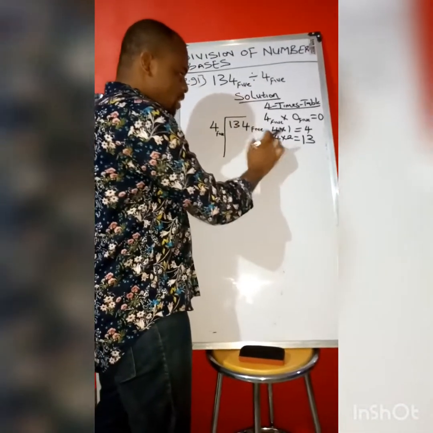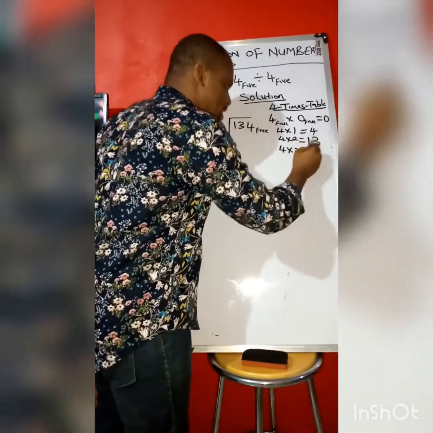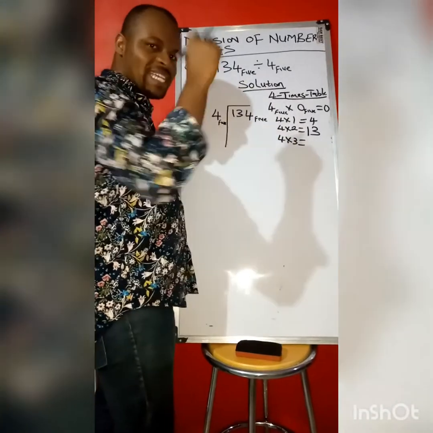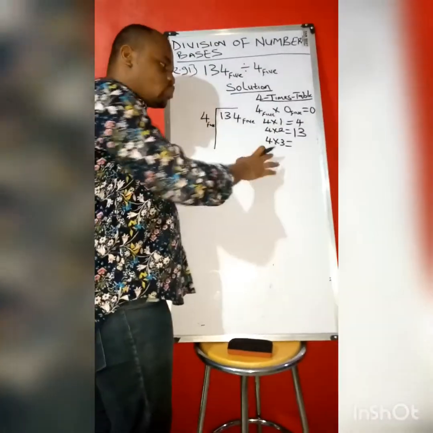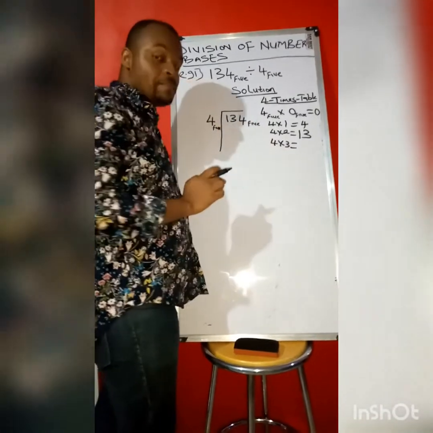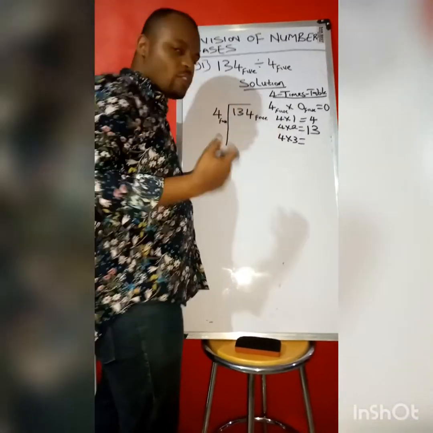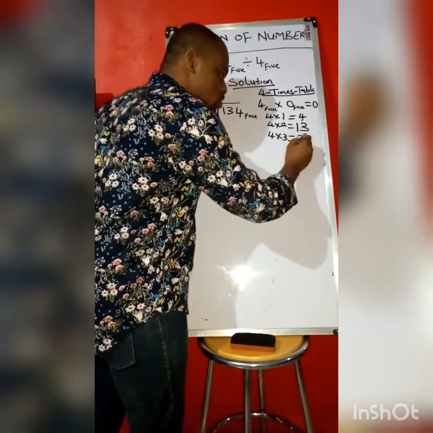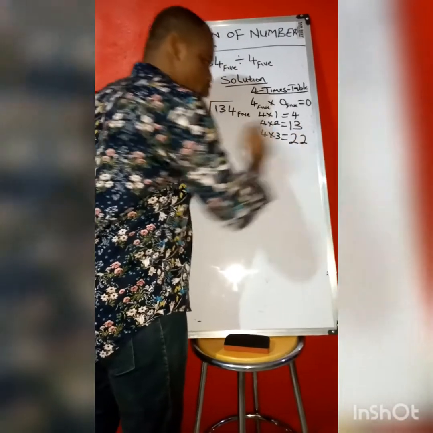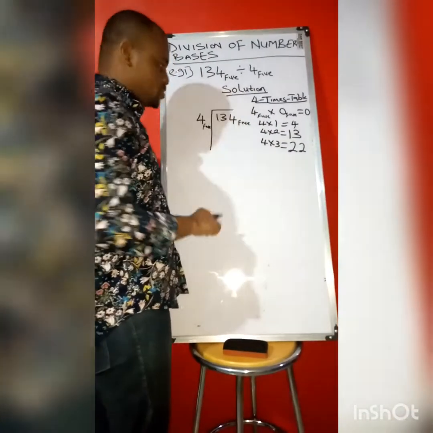Alright. Now the next one will be 4 times 3. Remember, everything I'm working here is in base 5. 4 times 3 is 12. 12 cannot appear in base 5, so I have to divide by 5 to convert it to base 5. So 12 divided by 5 will be what? 2 times, remainder what? 2. So 4 times 3 in base 5 will give me 22.